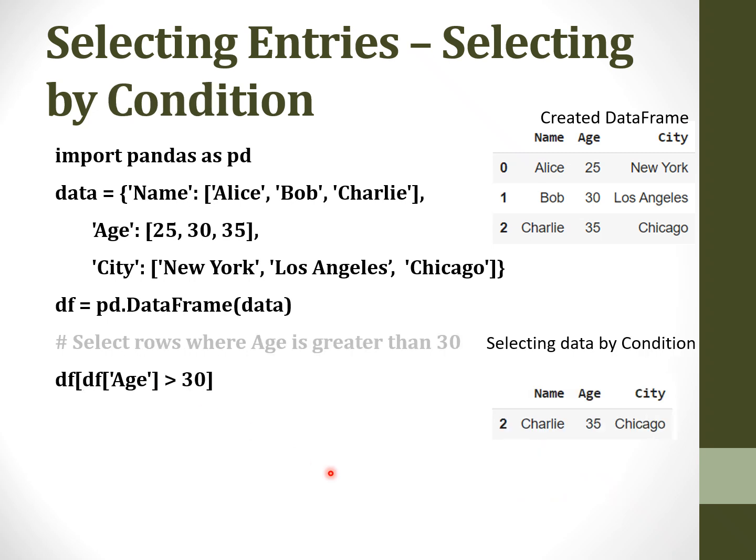We can also do so by means of giving a condition. A data frame is created here. In the data frame, if the age is greater than 30, then print that data alone. Among these three ages, only 35 is greater than 30, right? So this particular data alone will be fetched and printed. So we can select the entries based on a condition also.